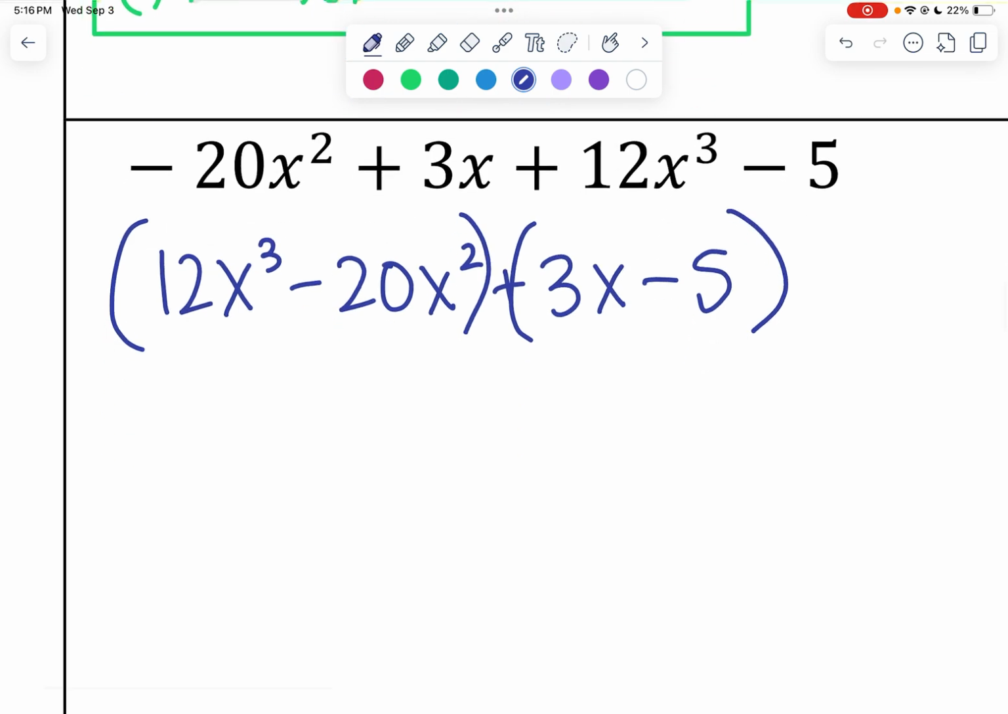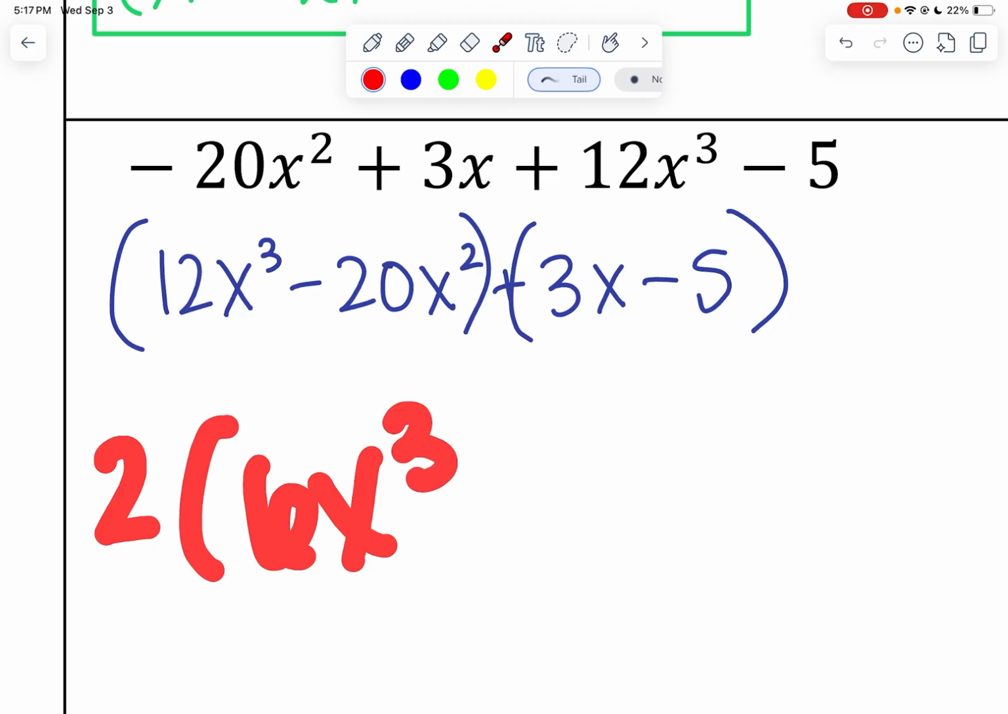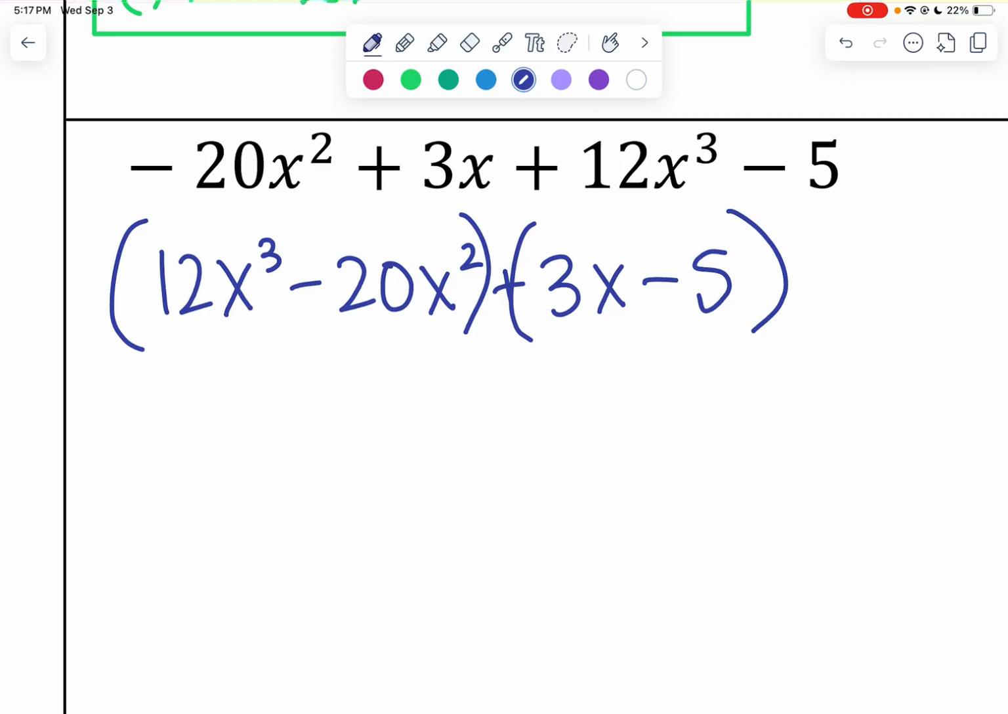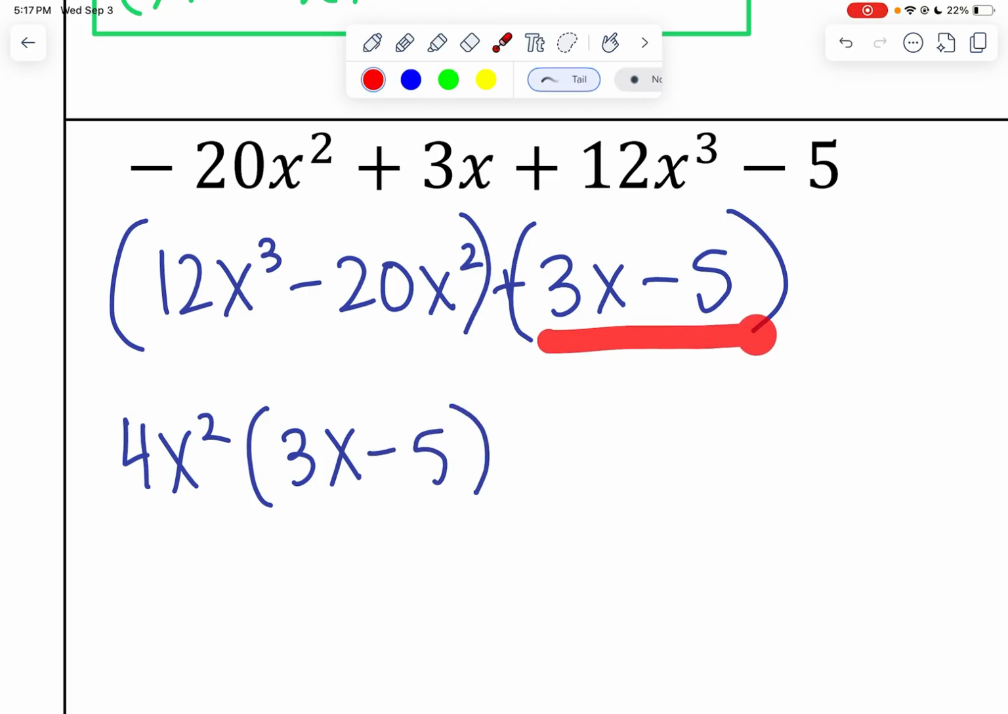So 12x cubed and 20x squared have 4x squared in common. If you factored out a 2, let's just say you did on accident, and then you had 6x cubed left over minus 10x squared, you would see like 6 and 10, there's still more there. So that tells you to keep going. So I'm going to factor out 4x squared. That leaves me with 3x minus 5. And then over here I have 3x minus 5.